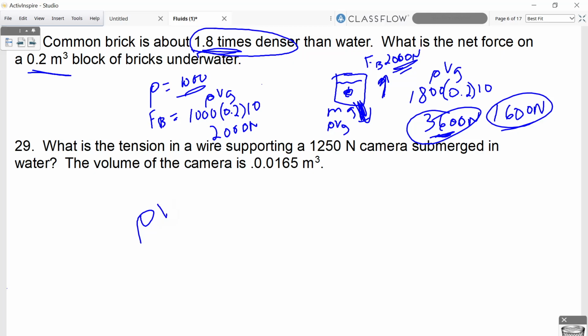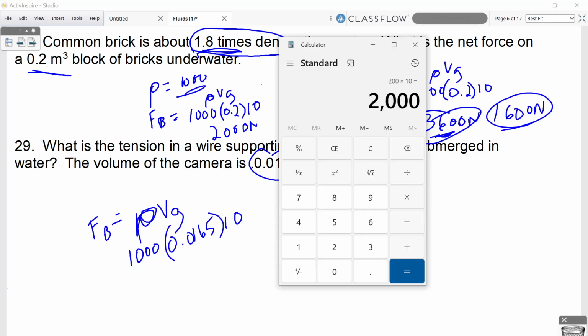So first thing you always want to do is get the buoyant force first. And the buoyant force is very simple to get because the density of water is always 1,000. It's just a number you'll have to memorize. They're giving us our volume, which is 0.0165 times gravity. Okay, so we enter this in, and we get 165.